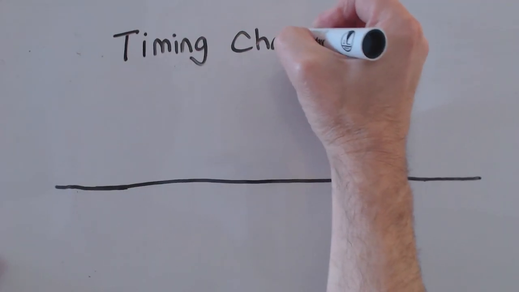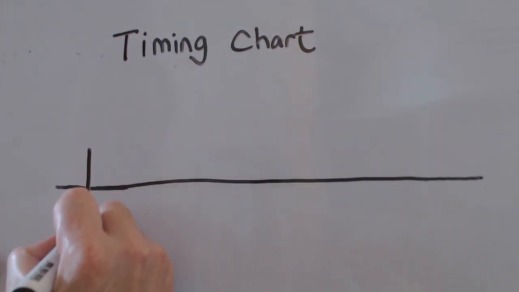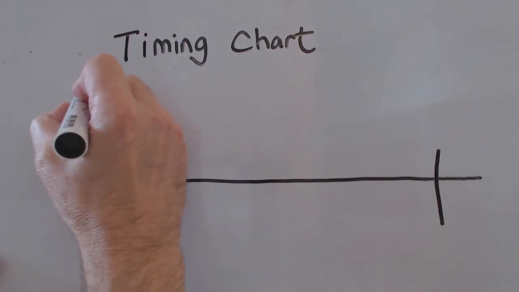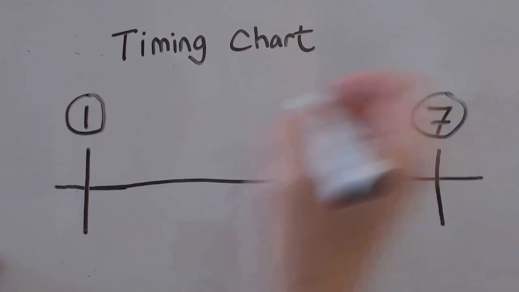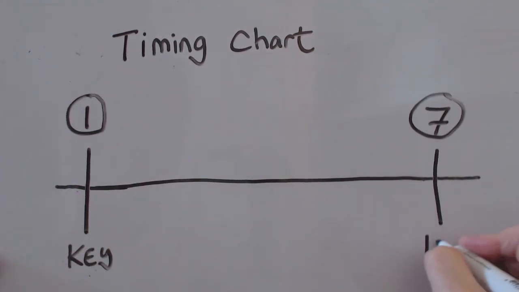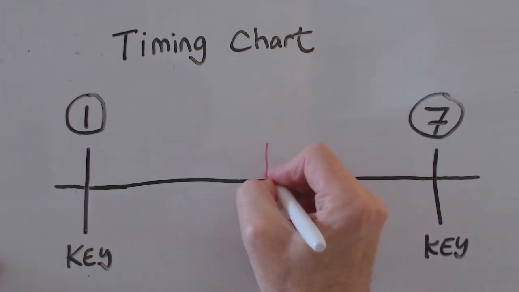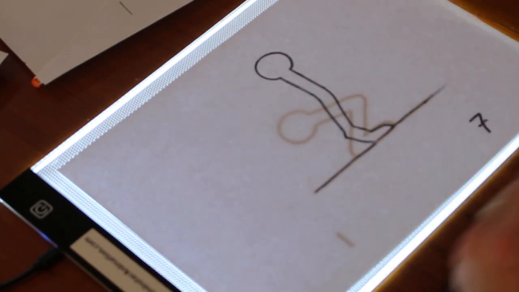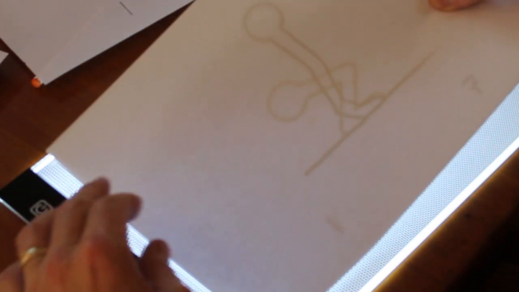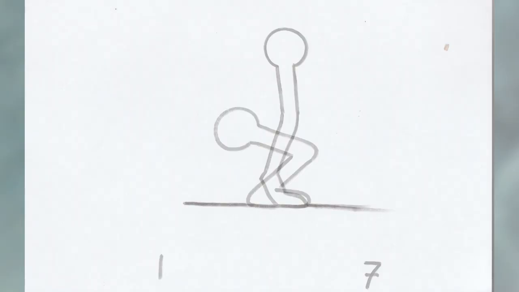So we'll quickly draw a timing chart for our animation sequence. Page 1 is the first keyframe, and page 7 is the second keyframe. The in-betweening method allows you to find the halfway point between any two drawings. You do this by putting them both on the lightbox, then you put a fresh piece of paper over the top, and by switching on the light, you can find out where to place the middle position.